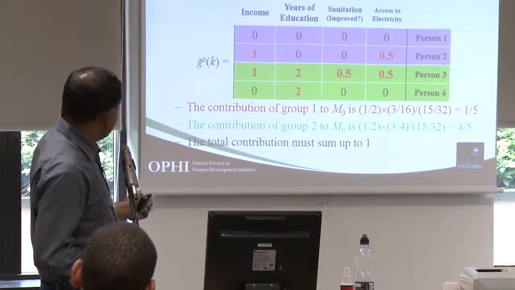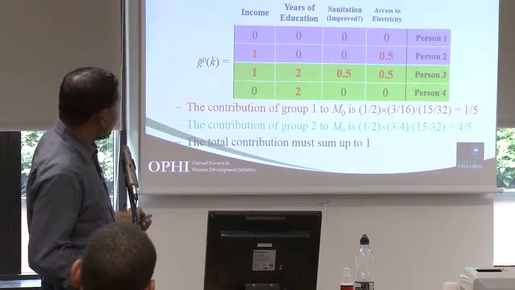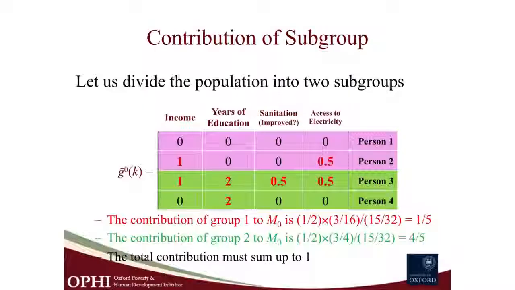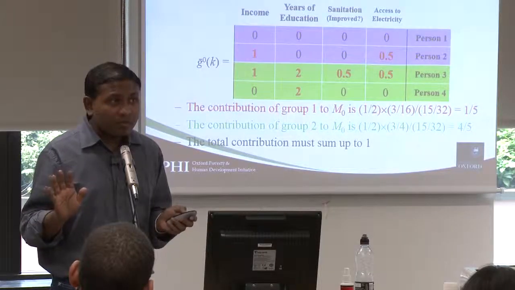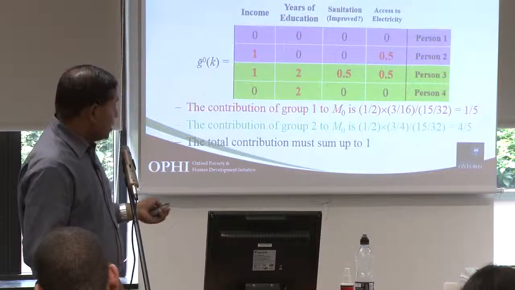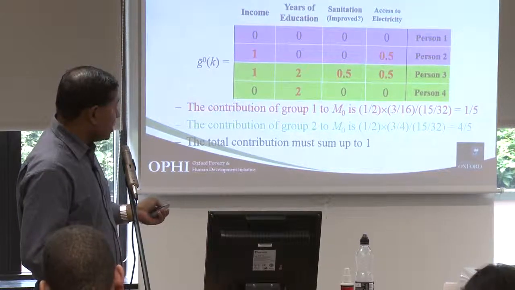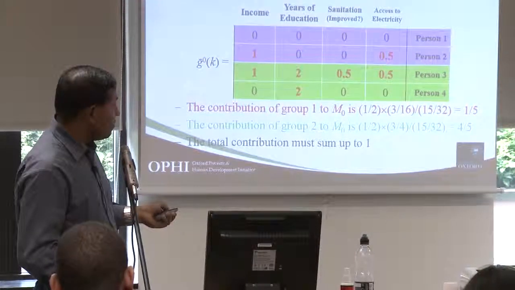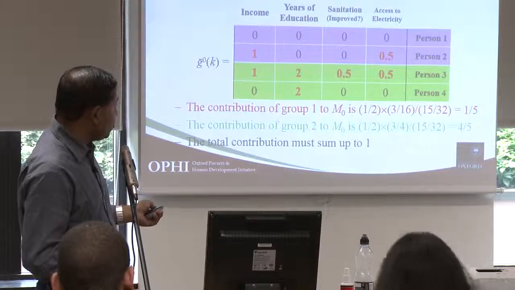So now let's look at the contribution. How do you compute the contribution? Of course you can see the population share of the pink group and the green group in the overall population is 50%, 2 out of 4, 2 out of 4. Agree? What is the contribution of a particular group to the overall poverty? This is how you compute. You take the population share times the M0 of that pink group divided by the overall M0. So you get 1/5, and the contribution of the green group, which is group 2, is 4/5.